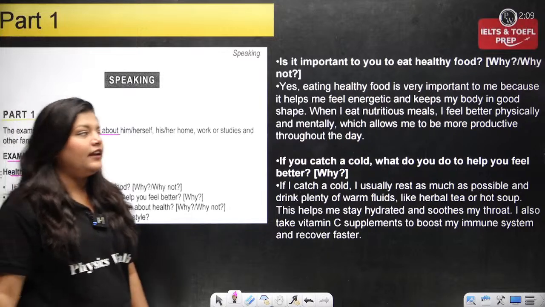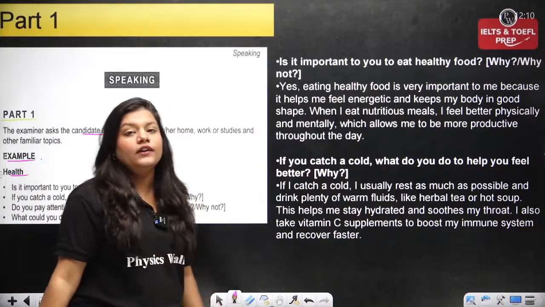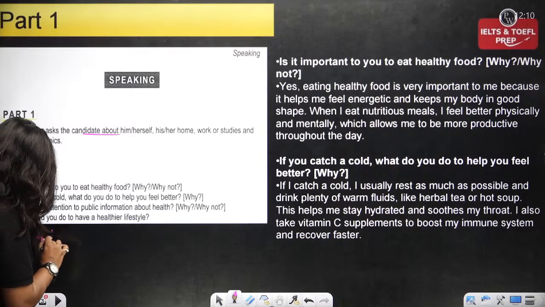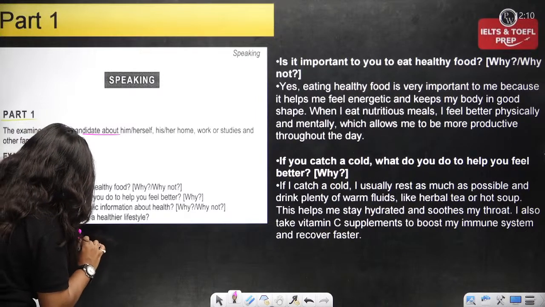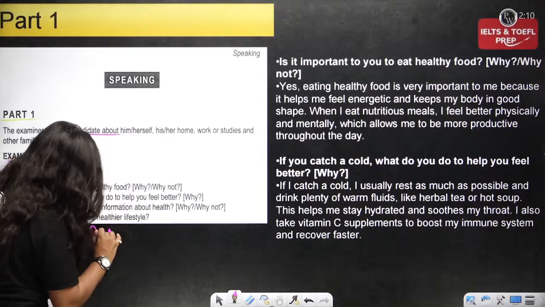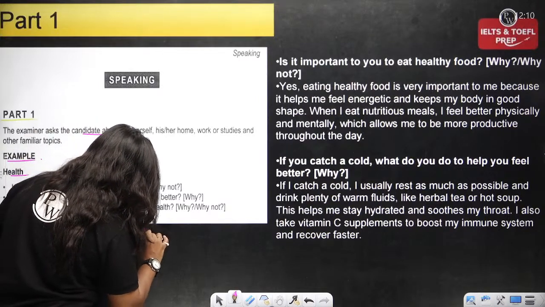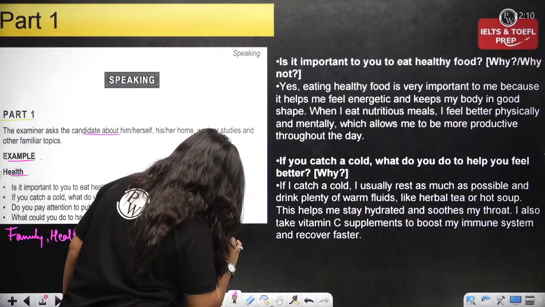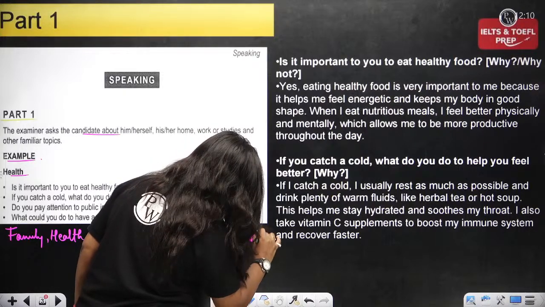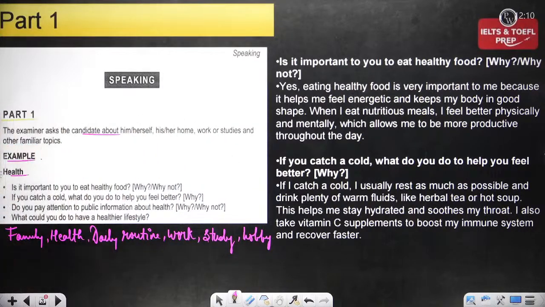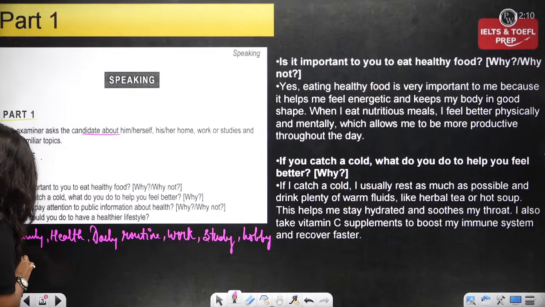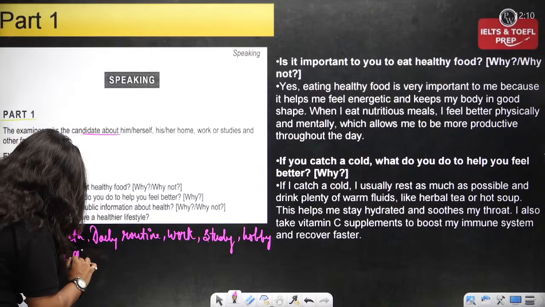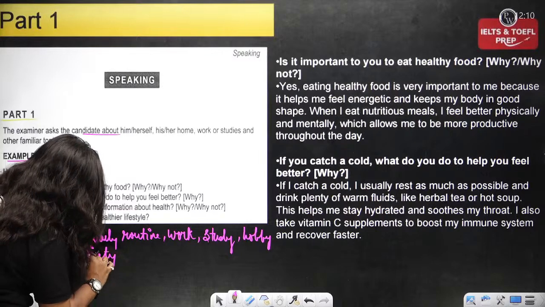Now the examiner can take any topic. The topics for part 1 are majorly related to family, health, daily routine, work, study, hobby, free time activity, and so on.